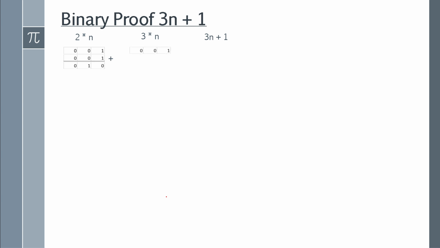So with 3, what we do is we take the binary and copy it and then push it all to the left 1 spot, right? So we add a 0 to the end. Or we're taking the results of 2n and adding it to the number itself. And then with 3n plus 1, we're taking the results of 3n and adding it to itself.